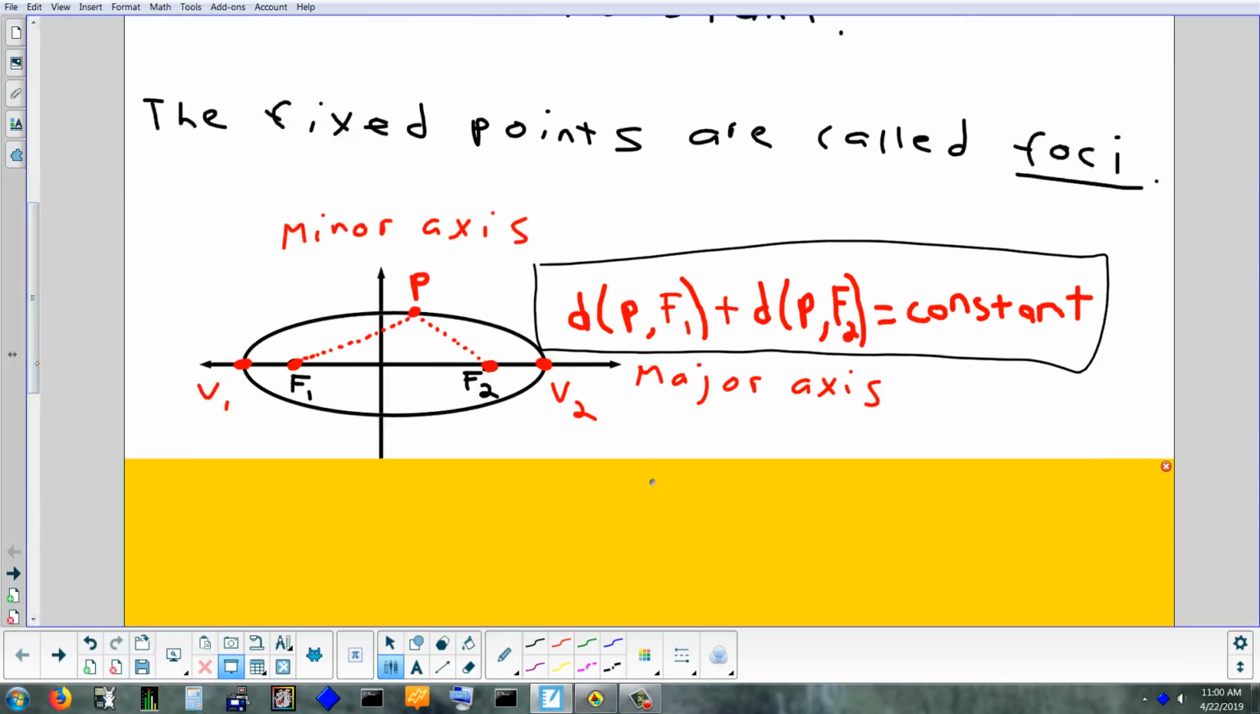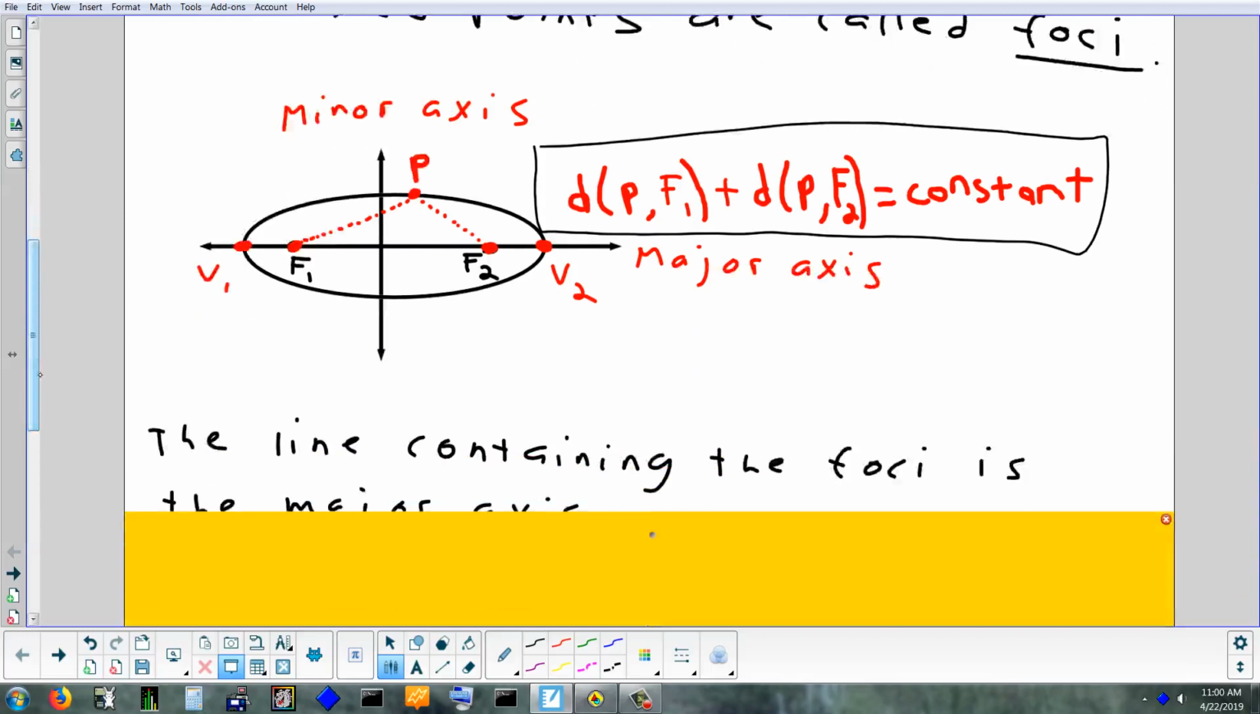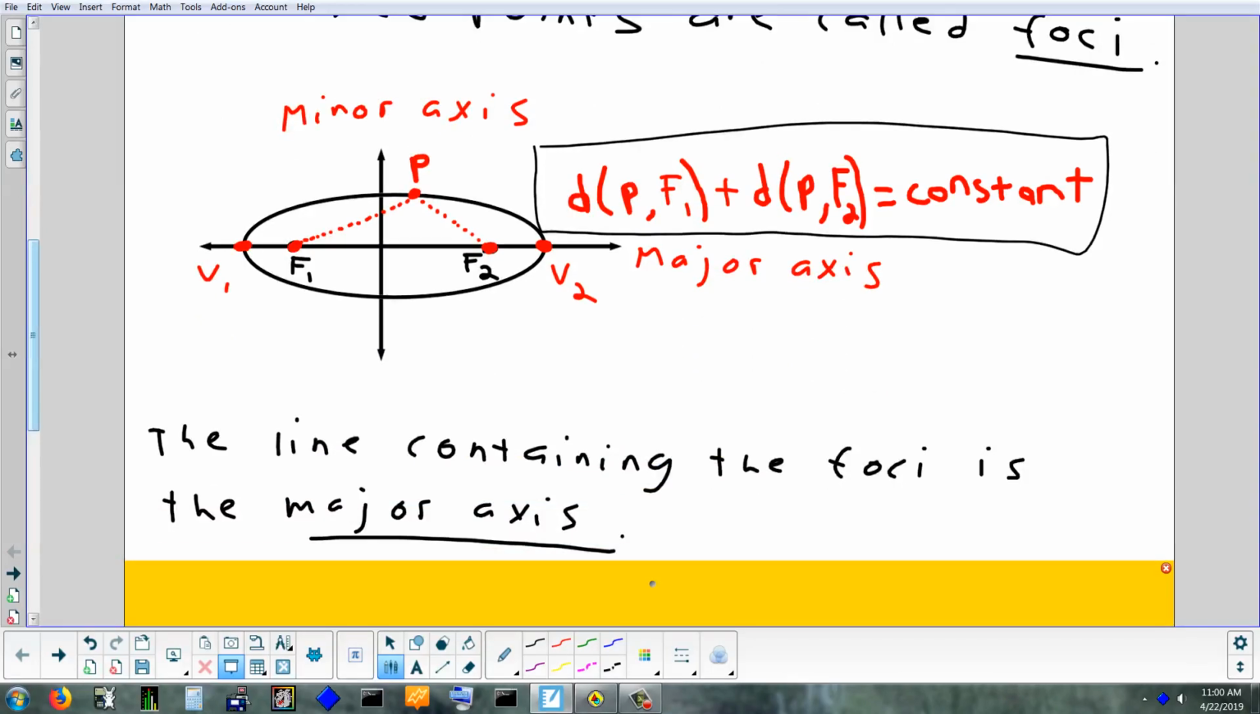Okay. And there's some other stuff here which I'll highlight as I go through some words. If you draw a line through the ellipse the long way, not the short way, it goes right through the foci. That's called the major axis. And the major axis has everything important right on it: F1 and F2, which are your foci, and V1 and V2, which are something else we'll mention in a little bit.